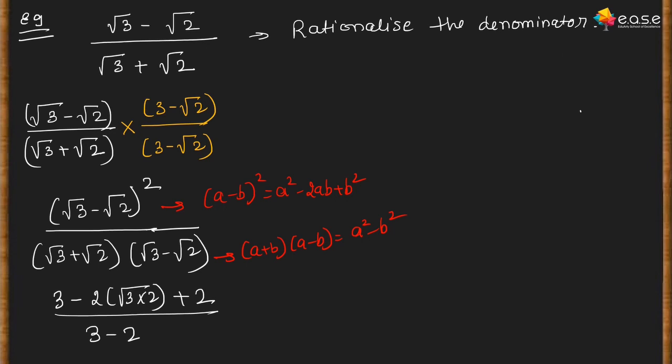If you want to write it down here itself, this 3 plus 2 becomes 5 minus 2 root 6 by 1. This is your answer. Even if you don't write the 1, you will still get it correct. So this is how we do it. Extremely easy, nothing complicated at all. When you have to rationalize the denominator, you multiply with the same numbers but with the opposite sign. Let's do one example here.